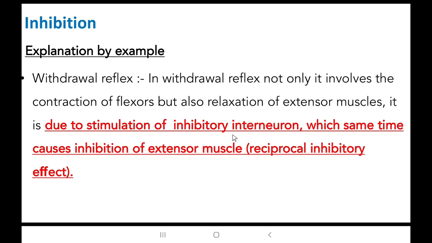It is due to stimulation of an inhibitory interneuron, which at the same time causes the reciprocal inhibitory effect, that is, inhibition of the opposite group of muscle. Okay, so sensory receptors give information to the center, and in the center one group of muscle is contracting, and by the inhibitory neuron the other group of muscle is relaxing so that the withdrawal reflex completes. This is called inhibition property.